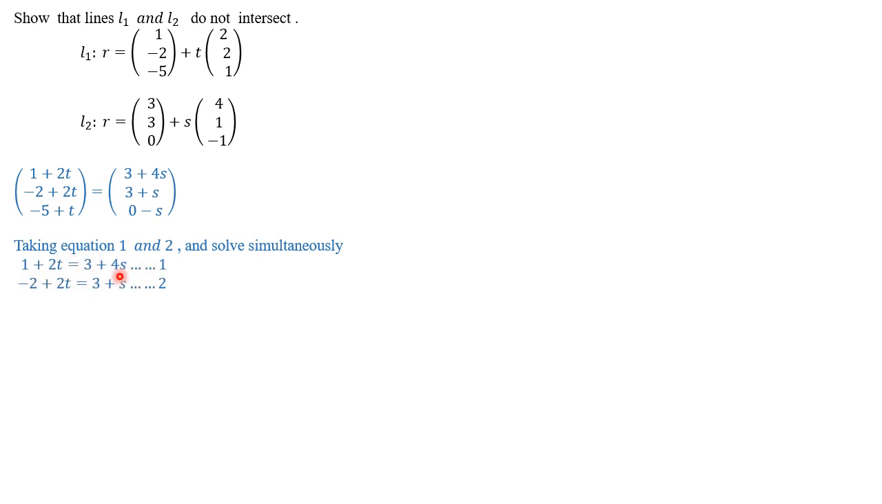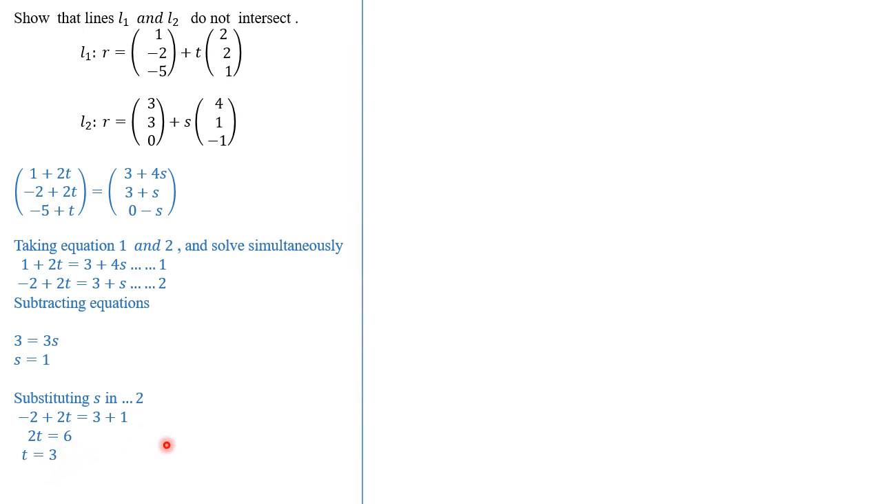So now we have the first equation and second equation. By subtracting the equations to eliminate t, we are going to have 3 equals 3s, then s is equal to 1. All right, so now we can substitute s in either equation 2 or equation 1. So we are substituting s in equation 2. So we have minus 2 plus 2t is equal to 3 plus s, so s is 1 here. So you can see 2t is equal to 6, so t is equal to 3.